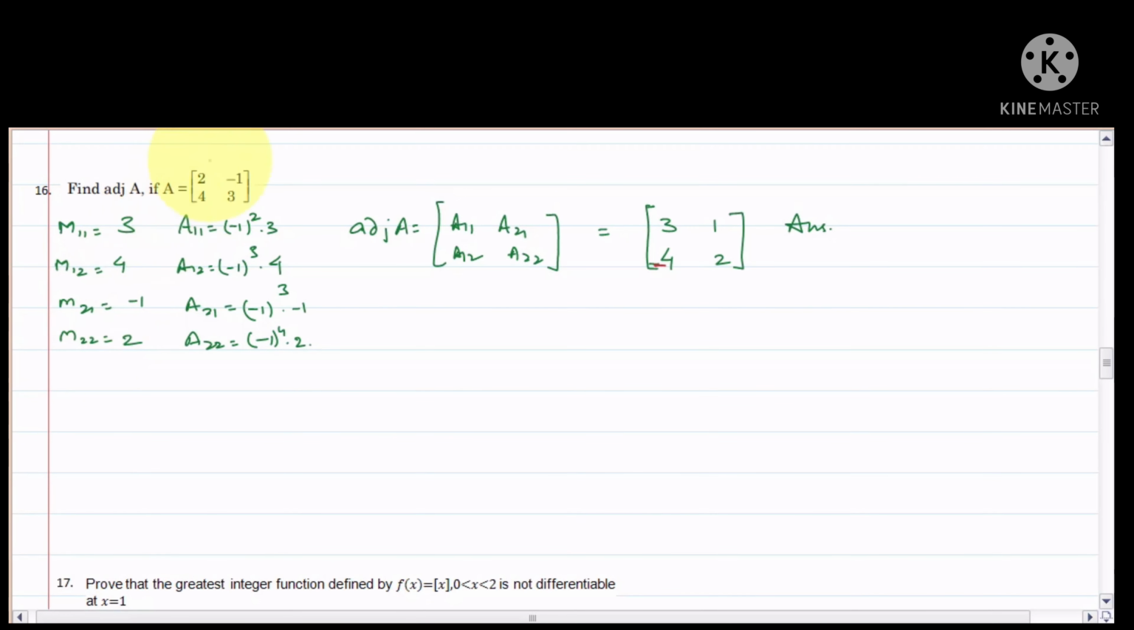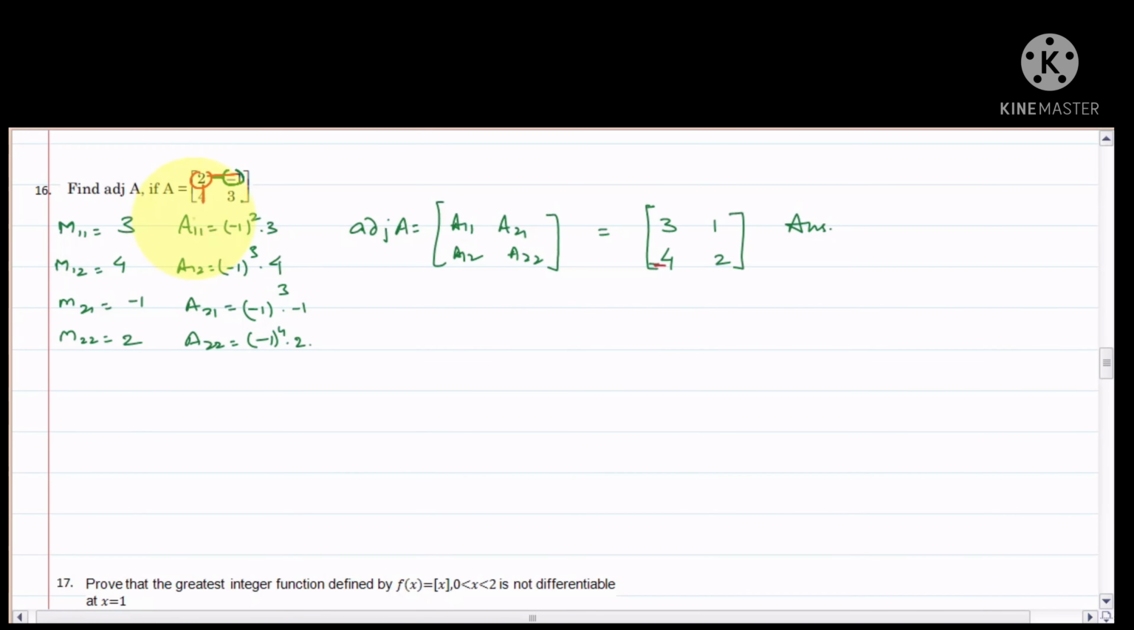We know how to find out the minor. So the minor for 1 will be left with only 3. So 3 is the minor for it. Similarly M12. Again, we are talking of this. So hiding all these, we are left with 4. So similarly we have got M12 is equal to 4, M21 is equal to minus 1 and M22 is equal to 2. Now we need to find out A.